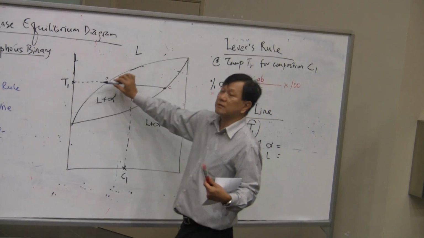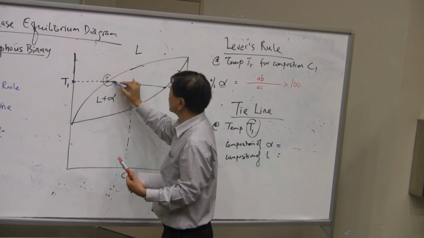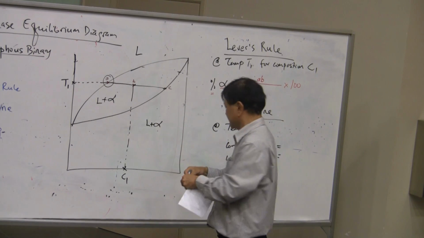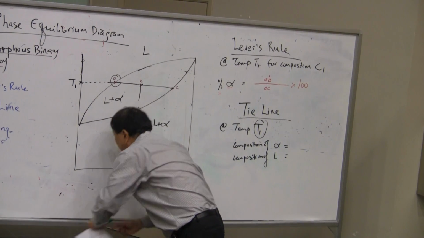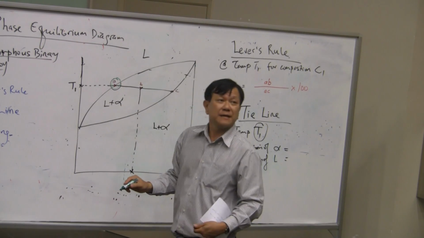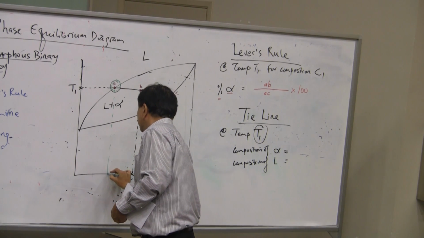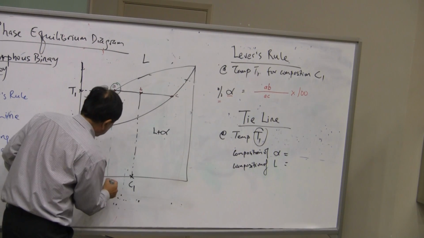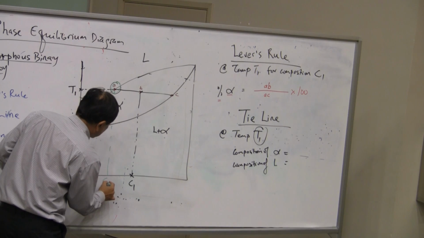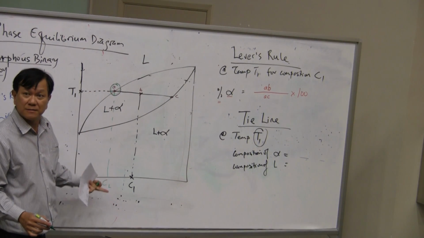You already draw the horizontal line. Then after that, I see this point here. Okay, this point there. That point there. This point here. This point here. This one here, if I project it down, will be the composition of the liquid. Are you clear now?